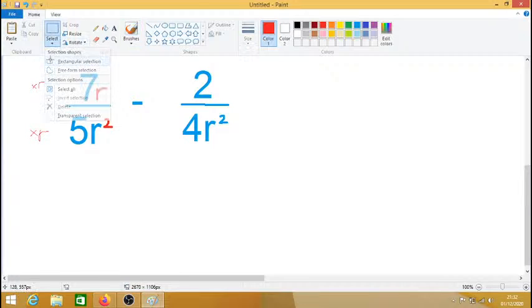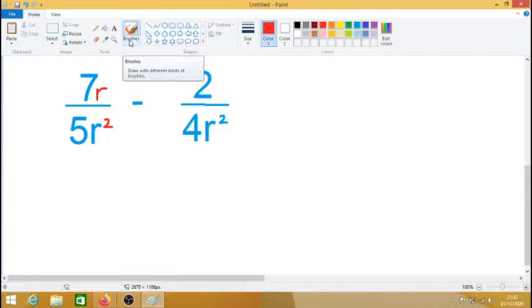And then I'm thinking, okay, I've got 5r squared versus 4r squared. I'm thinking of my times tables. 5 and 4 goes into 20. So let's try and make that 20r squared on the bottom. And I'm going to achieve 20 by timesing this one by 4. That should get me 20r squared on the bottom. I'll have to times this one by 5 to get the same 20r squared on the bottom of this one. So let's do that. Let's see what happens.